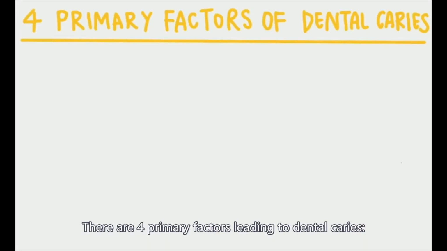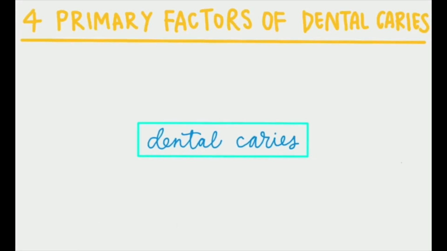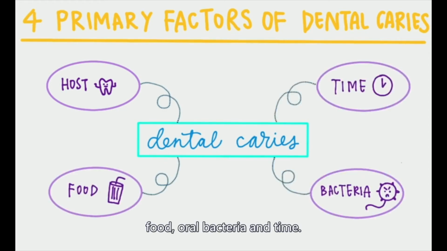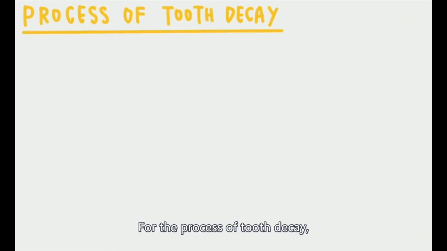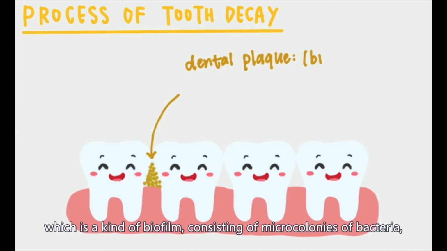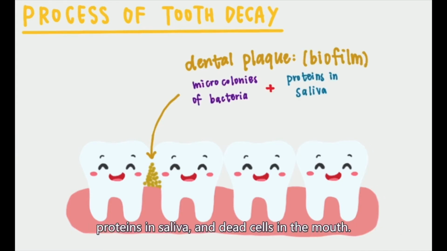There are 4 primary factors leading to dental caries: the host, which is the tooth, food, oral bacteria, and time. For the process of tooth decay, firstly, bacteria adhere to the tooth and dental plaque is formed, which is a kind of biofilm consisting of microcolonies of bacteria, proteins in saliva, and dead cells in the mouth.